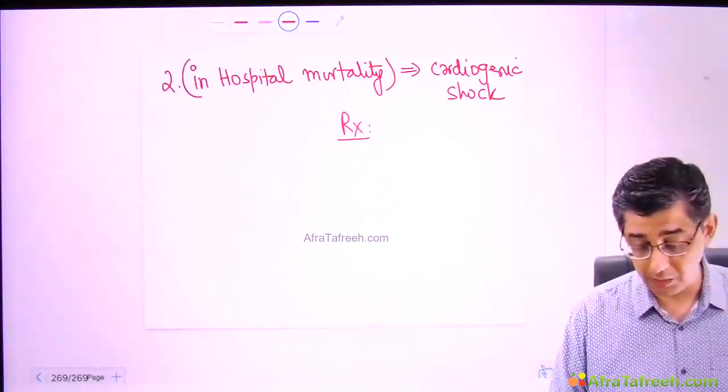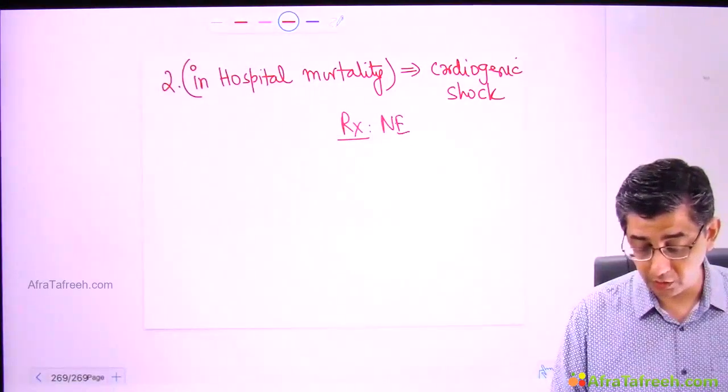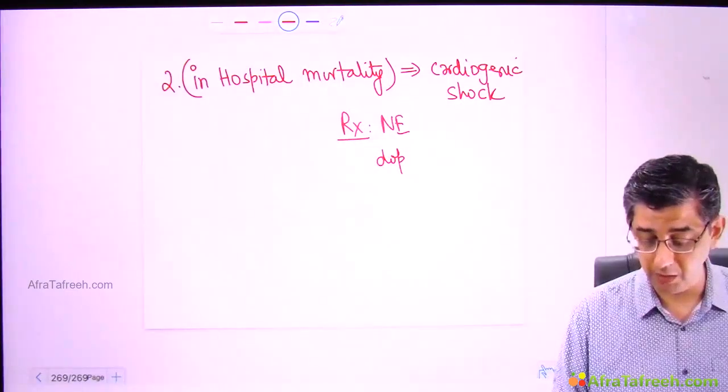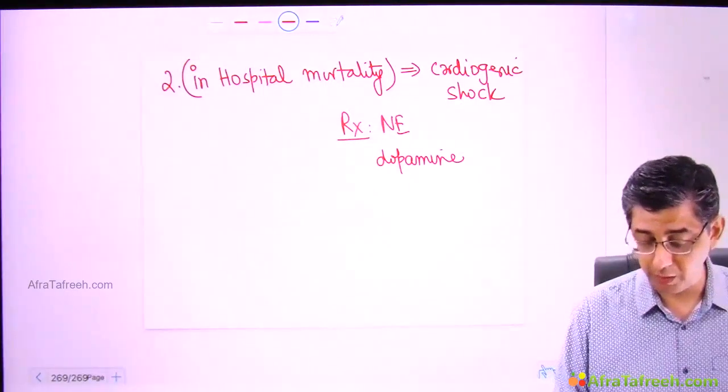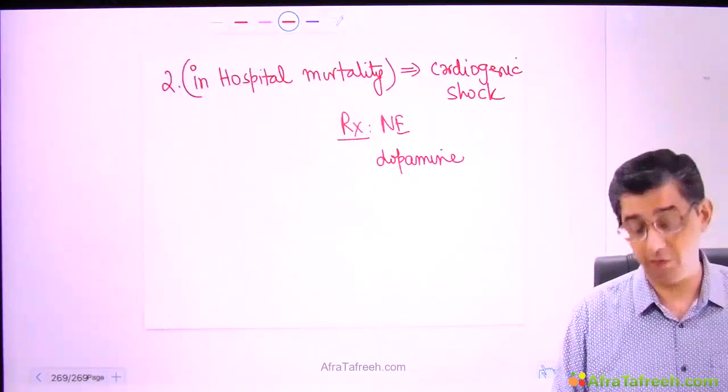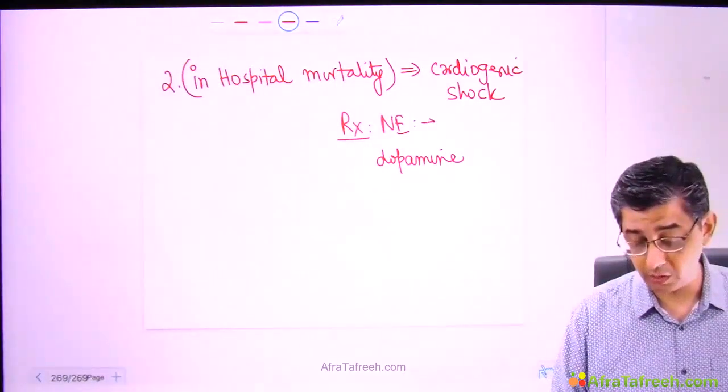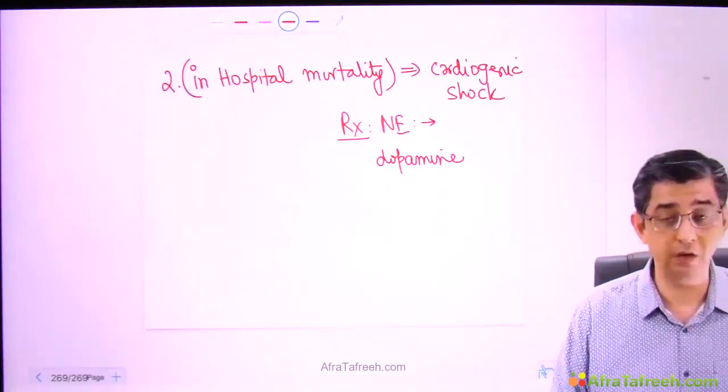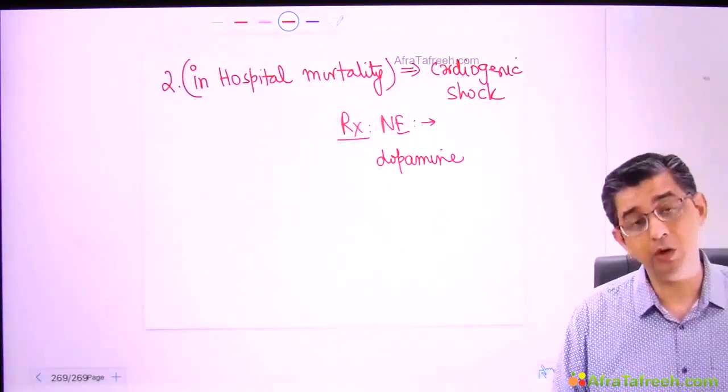Now, what are the drugs to be answered here? So I usually see a lot of doctors very casually answering dobutamine. Yes, we do use dobutamine, but we don't use it initially. If the BP is tremendously reduced, or mostly cardiogenic shock will have an unrecordable BP, so first we will use norepinephrine.